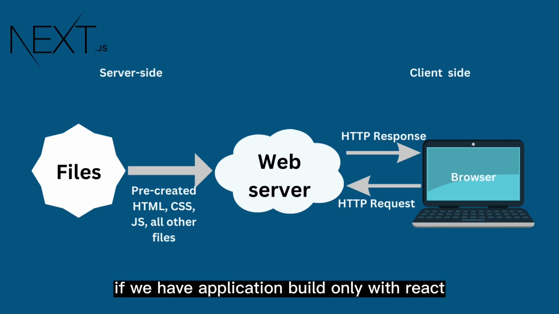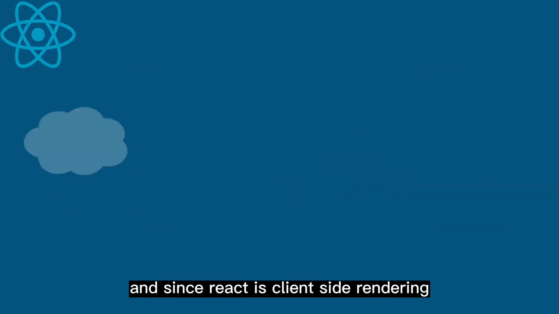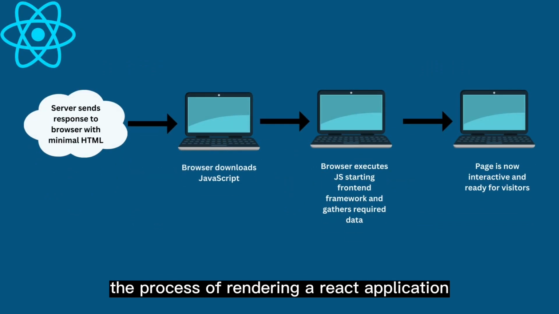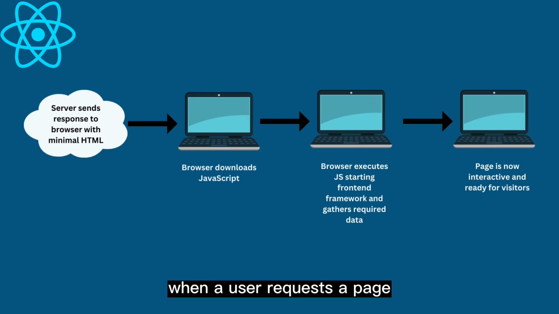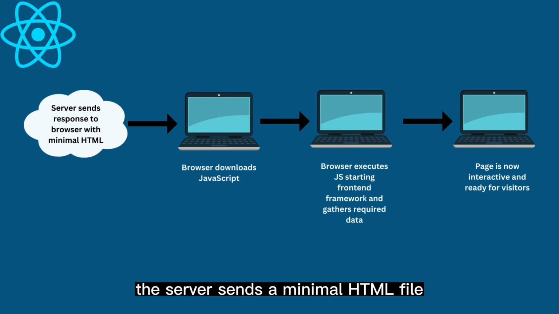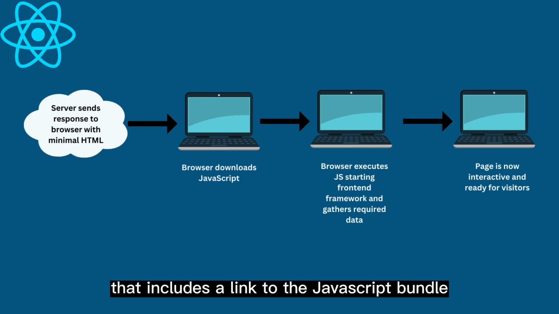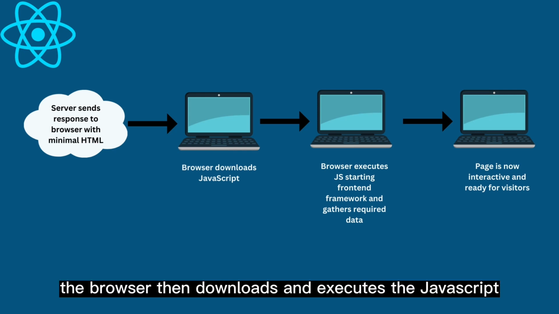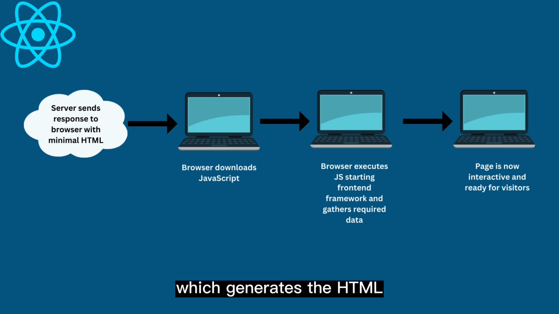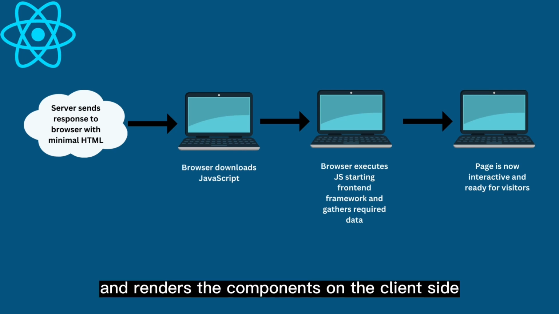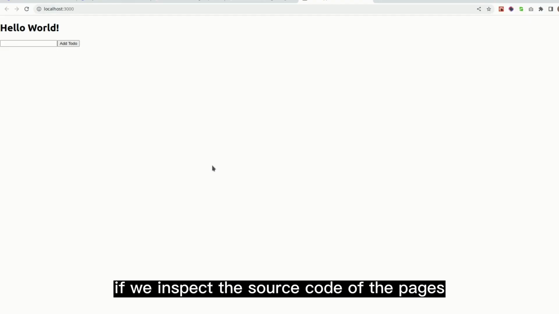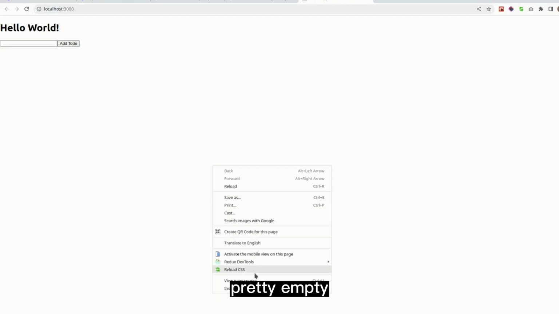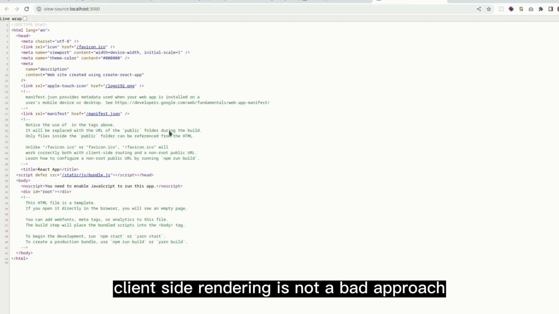If we have an application built only with React, since React is client-side rendering, the process of rendering a React application is on the client's browser using JavaScript. When a user requests a page, the server sends a minimal HTML file that includes a link to the JavaScript bundle for the application. The browser then downloads and executes the JavaScript, which generates the HTML and renders the components on the client side. That is why if we inspect the source code of the page, it is pretty empty. Client-side rendering is not a bad approach, but it always depends on what you want to achieve.